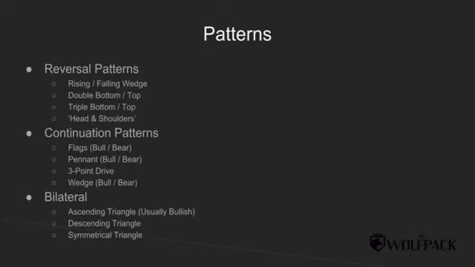I also covered a lot of patterns. That's what took up the majority of the time, I believe. Some of the patterns that I covered were the reversal patterns: the falling wedge, rising wedge, double bottom and top, triple bottom and top, head and shoulders. The continuation patterns: bull and bear flags, bull and bear pennants, 3-point drive, wedges. And then the bilateral patterns, which are the triangles: symmetrical, ascending and descending.